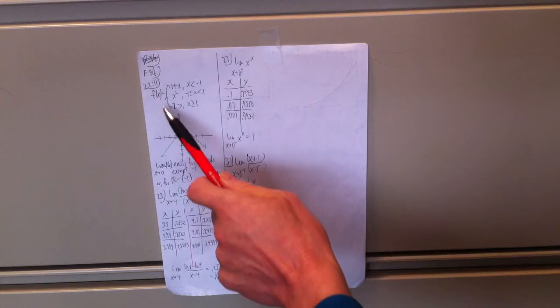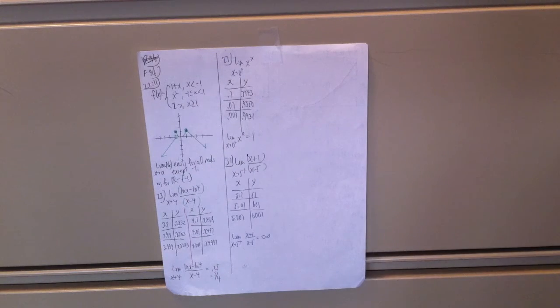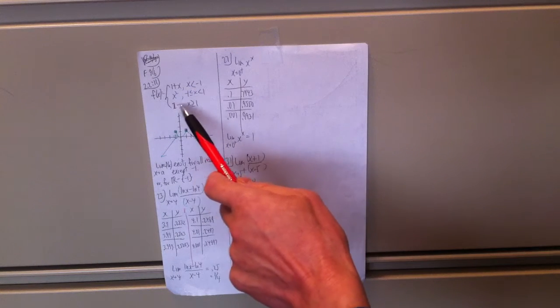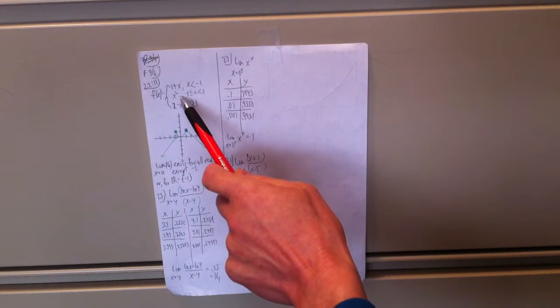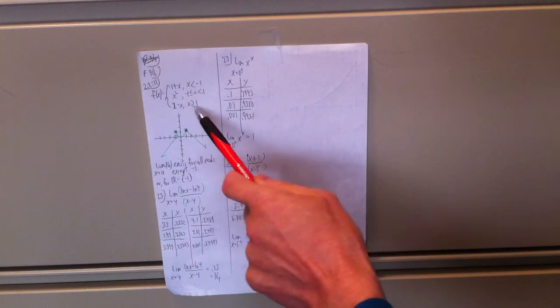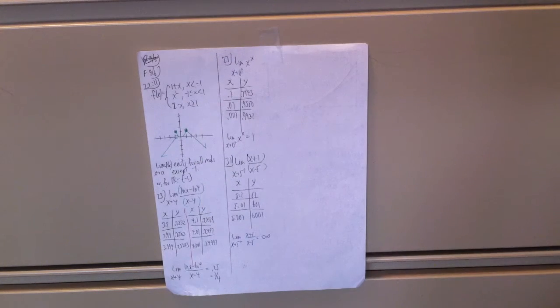Problem 11, they give you this piecewise defined function, f of x equals 1 plus x for x less than negative 1, x squared for x between negative 1 and 1, including negative 1 but not 1, and then 2 minus x for x greater than or equal to 1.